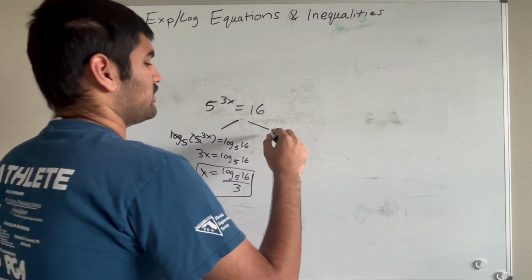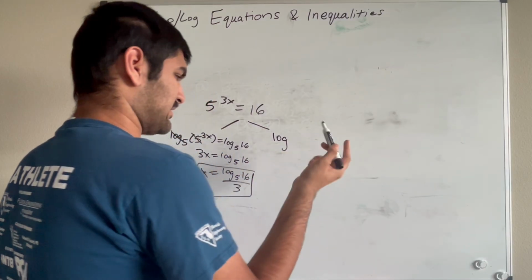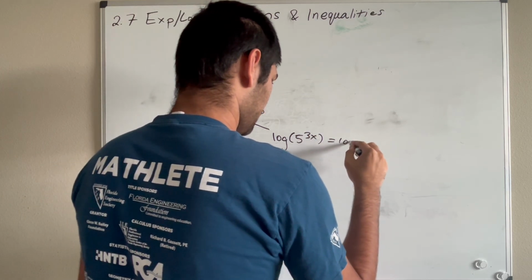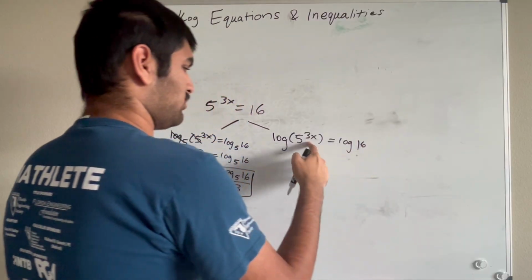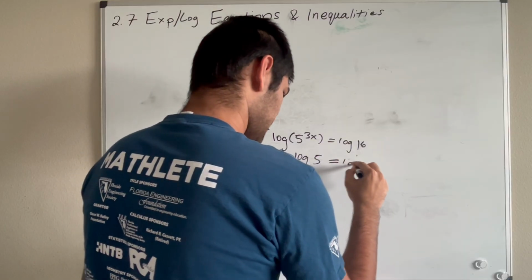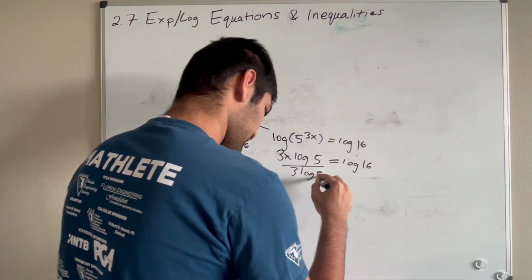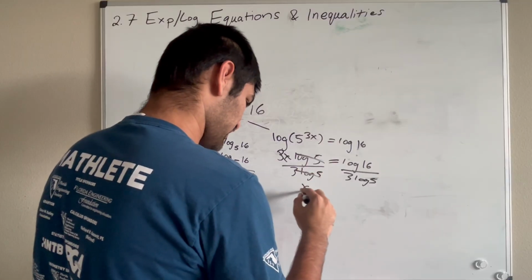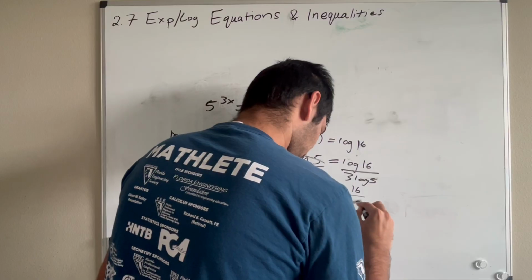And then the other way to do it is, like I said, you could just take the common log of both sides, or the natural log of both sides. So if you take common log of both sides, then you get the following. And then from properties of logarithms, you could take the exponent out front. So you get 3x log 5 equals log 16. And then divide both sides by 3 log 5, because then this cancels and you're just left with x is equal to log 16 over 3 log 5.